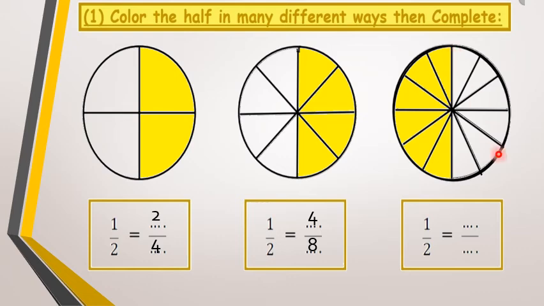Okay, let's see what the fraction of it is. 1, 2, 3, 4, 5, 6, 7, 8, 9, 10, 11, 12. It's 12 equal parts. The colored is 1, 2, 3, 4, 5, 6, so I put here 6. So the equivalent to half is 6/12.